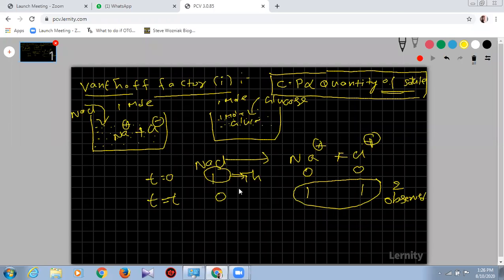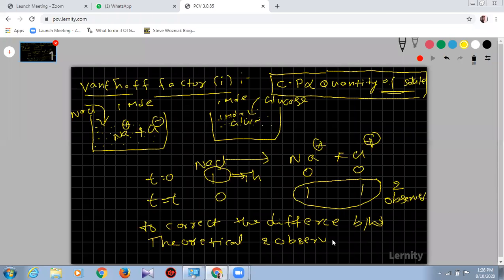That's why, to correct this, we have introduced the Van Hoff factor, to correct the difference between theoretical and observed value. Introduce Van Hoff factor i, okay.